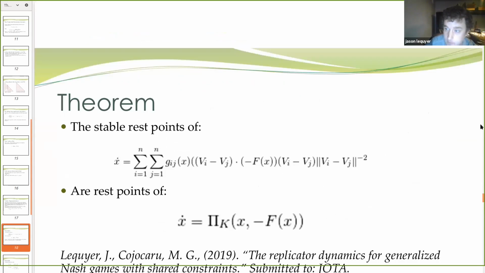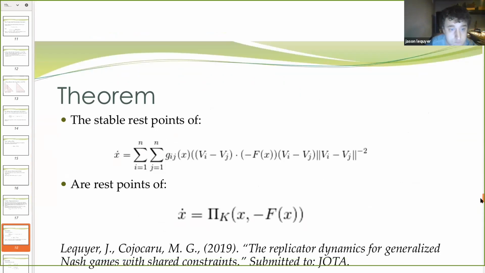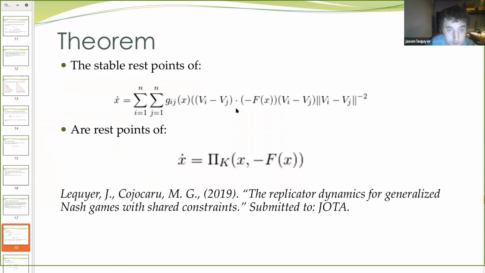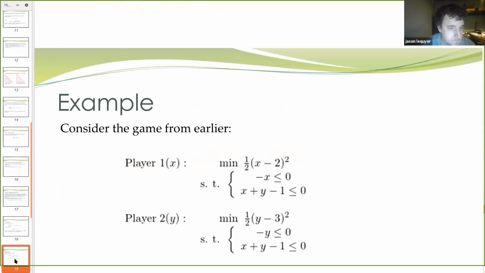A theorem that we showed in our work is that the stable rest points of this generalized replicator equation are in fact rest points of our original projected dynamical system. The proof is long and tedious, but it essentially relies on the fact that if it's not a solution to this, then it's not in the normal cone, so it projects positively away from the rest point in some way, shape, or form, and it contradicts stability. So we prove the contrapositive, essentially, of this theorem.